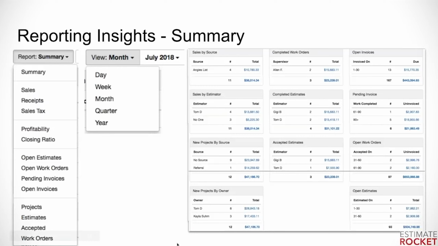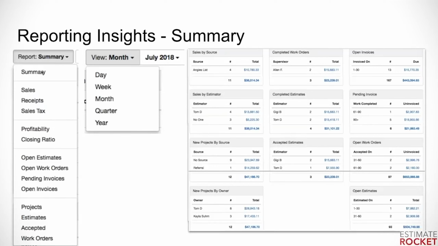First, on the left is a list of the different reports that you have available to you. We always start out at the summary reports. That's the default report level. Under that, we've got the sales, receipts, and sales tax reports that are great for bookkeeping purposes or to tie to your accounting system.